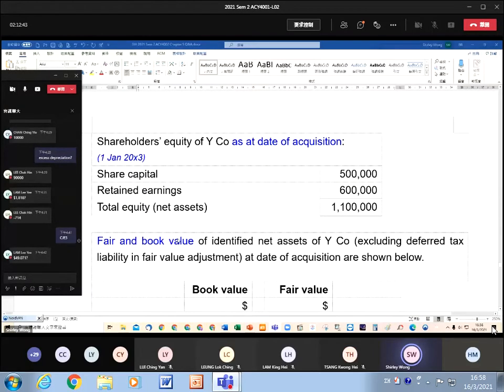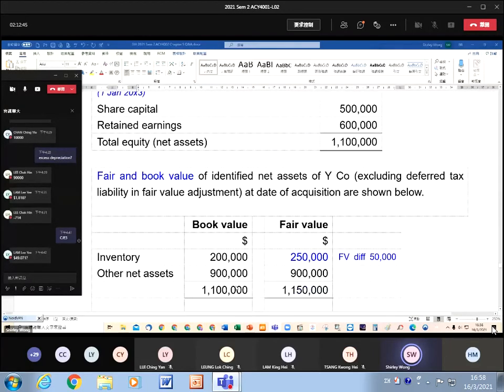And then for the fair value and book value, they told you that the book value is 1.1 million, same as here. And out of that, there is a fair value difference. And the fair value difference is on the inventory. For the inventory, when you compare the book value of 200,000 with the fair value of 250,000, there is a fair value difference of 50,000.